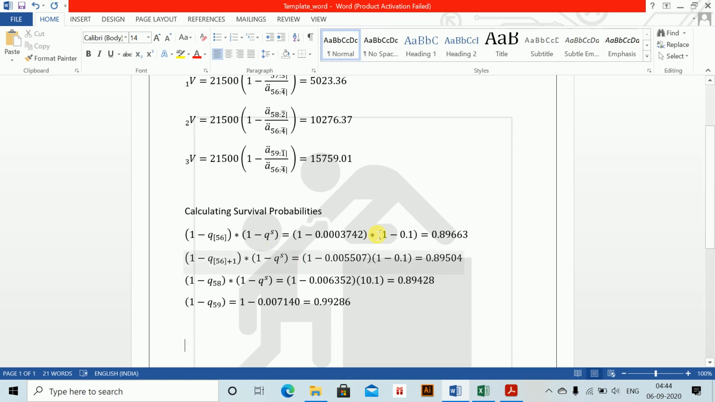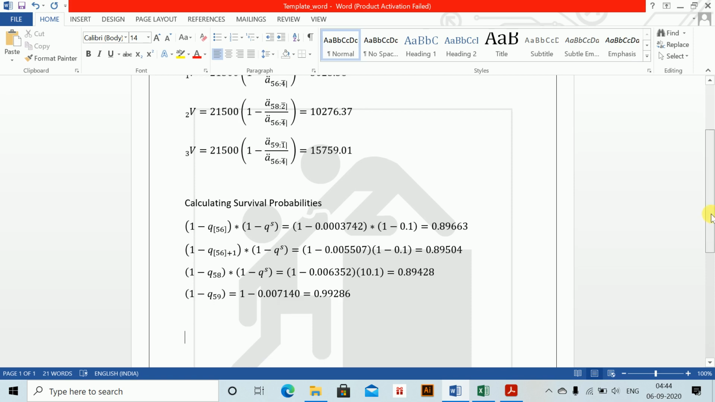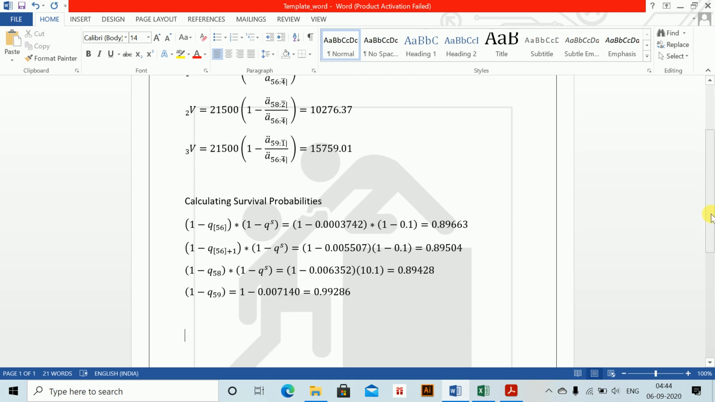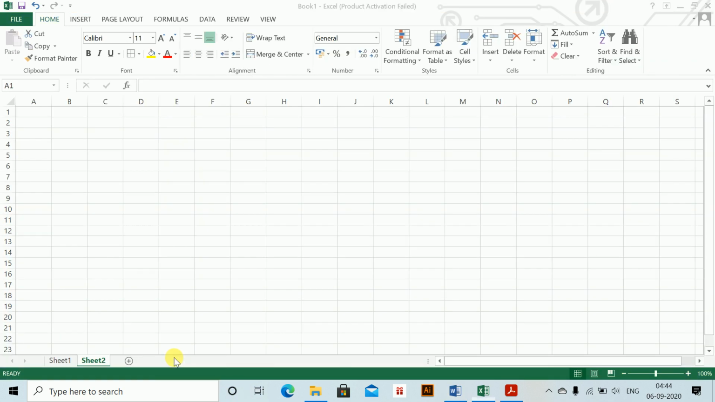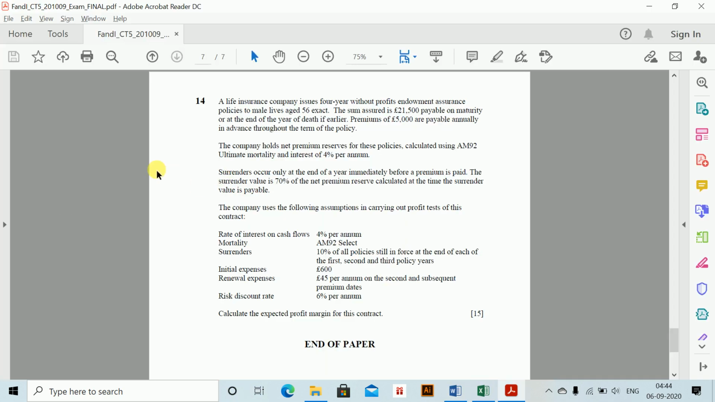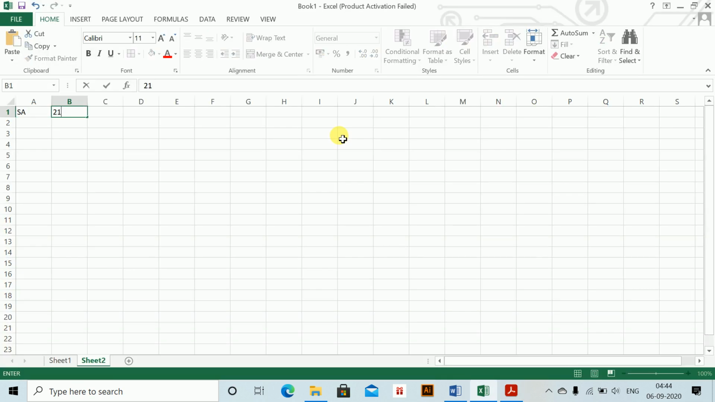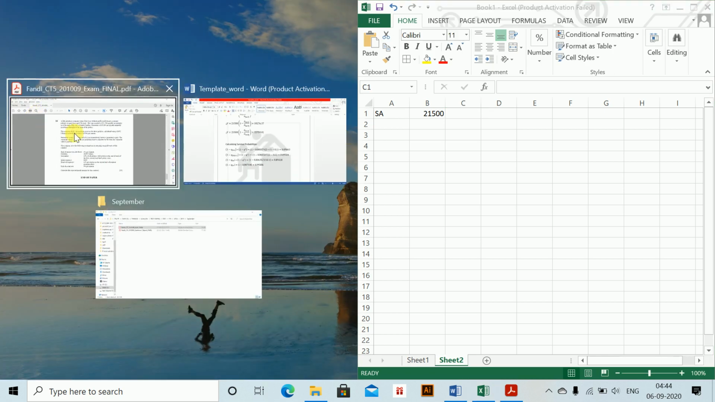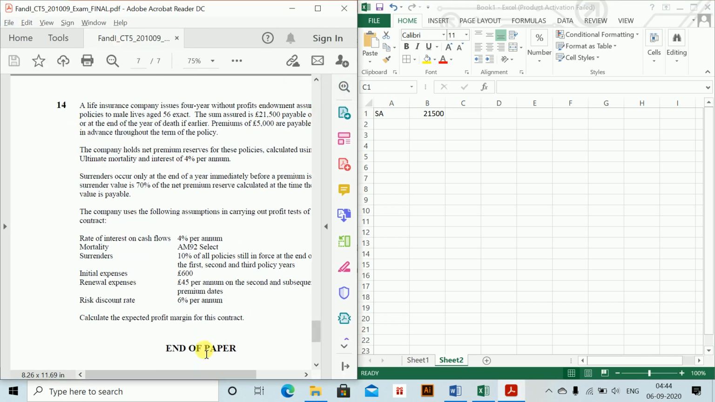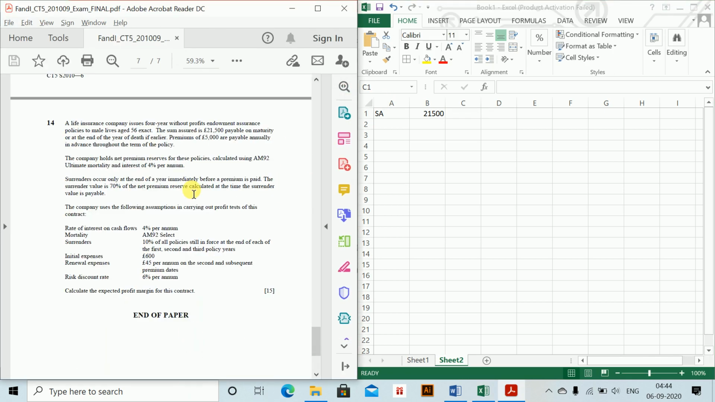Okay, or we can just directly make our profit vector table. So let's make our table. Again I'll use Excel to make this. I'll just write the sum assured 21,500. Again just splitting the screen once to make this easily available to see.